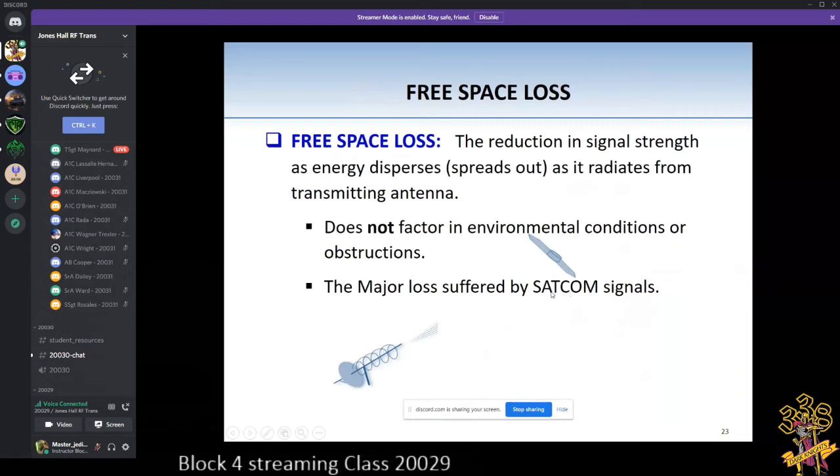That's free space loss. It does not factor in any environmental conditions. It doesn't factor in any obstructions. It's just your energy spreads out as it travels. Now, you can see for SATCOM, you've got a lot of distance for that signal to spread out. Therefore, free space loss is the major loss for satellite communications.